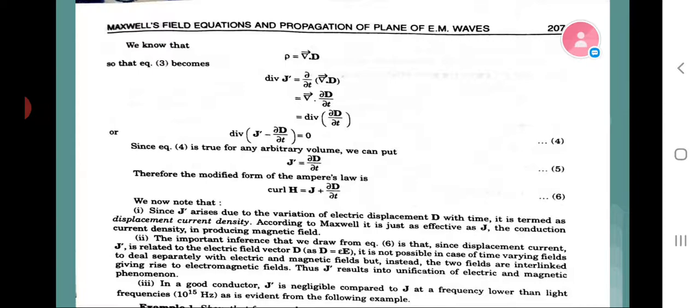And third, in a good conductor, J dash is negligible compared to J at frequencies lower than the light frequency of 10 to the power 15 Hz, as is evident from the following examples.